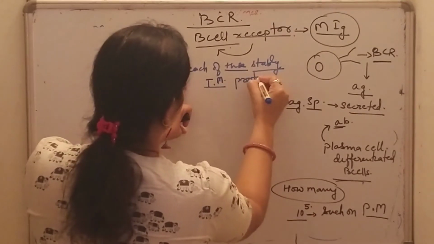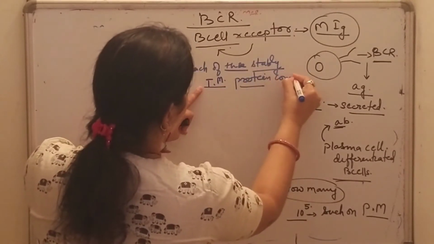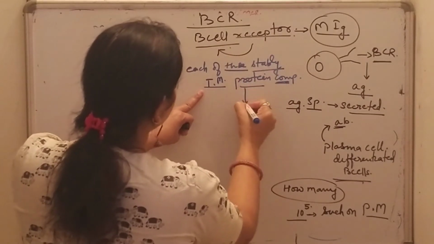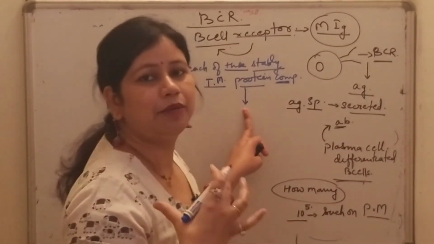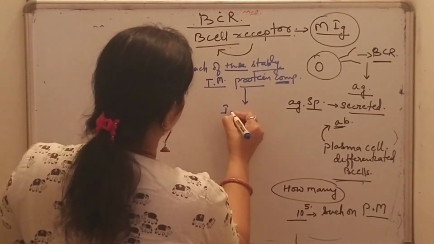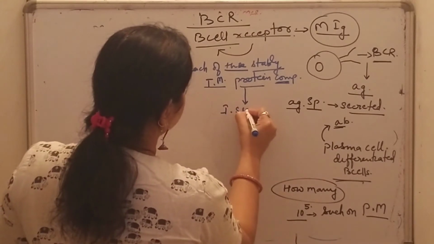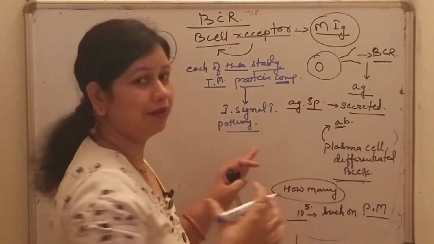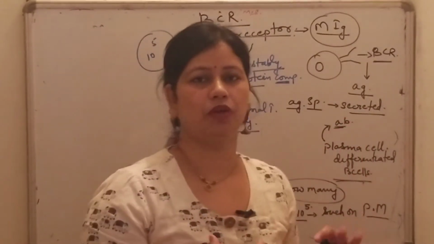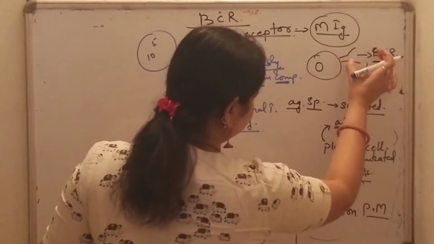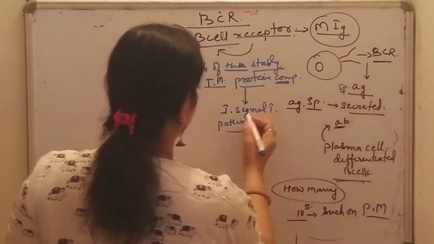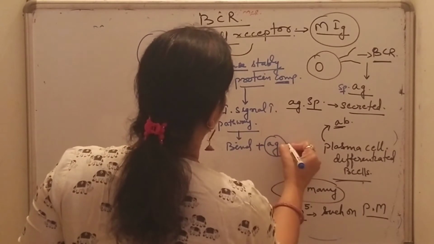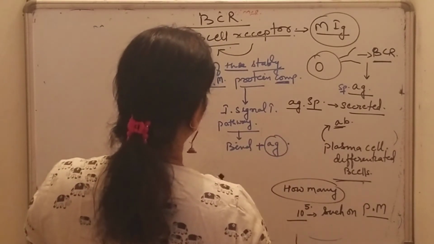A transmembrane protein complex is associated with each B cell receptor, and that is responsible to initiate the intracellular signal transduction pathway when the receptor binds to its specific antigen, upon binding with specific antigens.